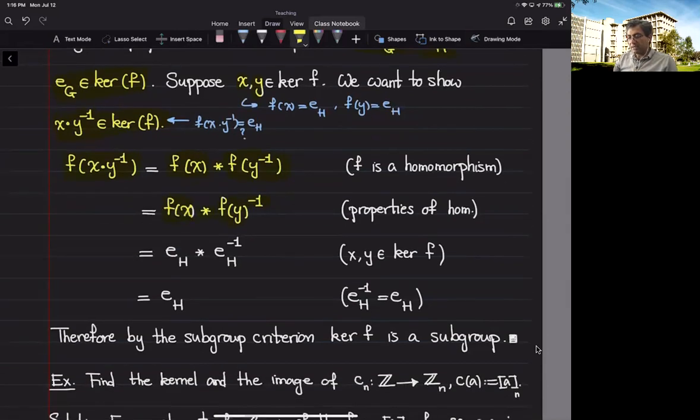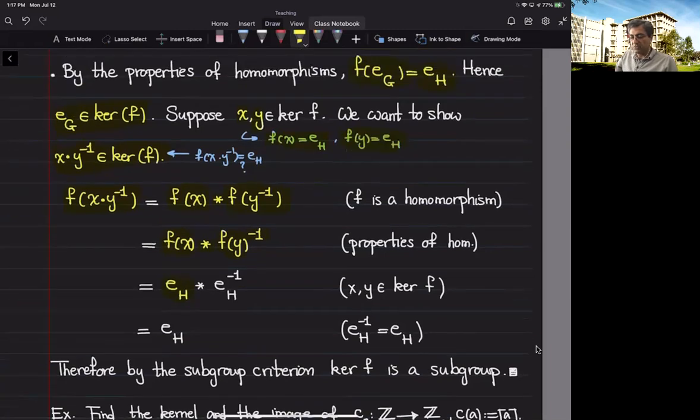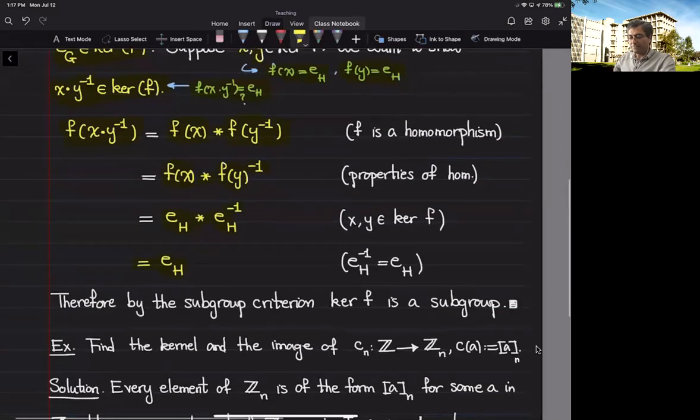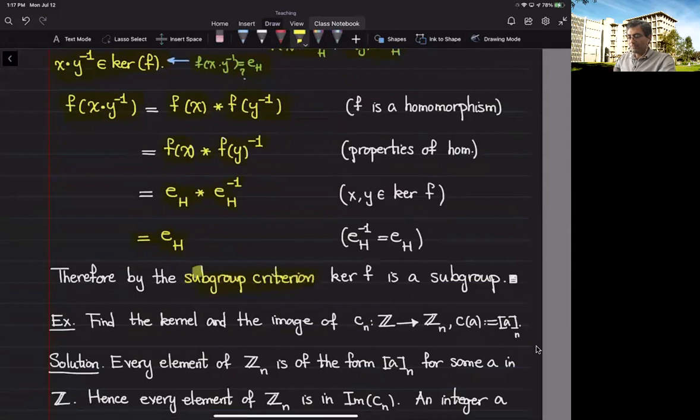Because x is inside the kernel, I have this equality, so I write e sub h instead of this one. And because y is inside the kernel, I have this equality, and instead of f of y, I'm going to write down the neutral element of h. The inverse of a neutral element is itself. So altogether, it is still the neutral element of h. So f of x times y inverse is the neutral element of h, and that's exactly the equality that we needed to deduce that this is inside the kernel of f. Therefore, by the subgroup criterion, the kernel of f is a subgroup of the domain.